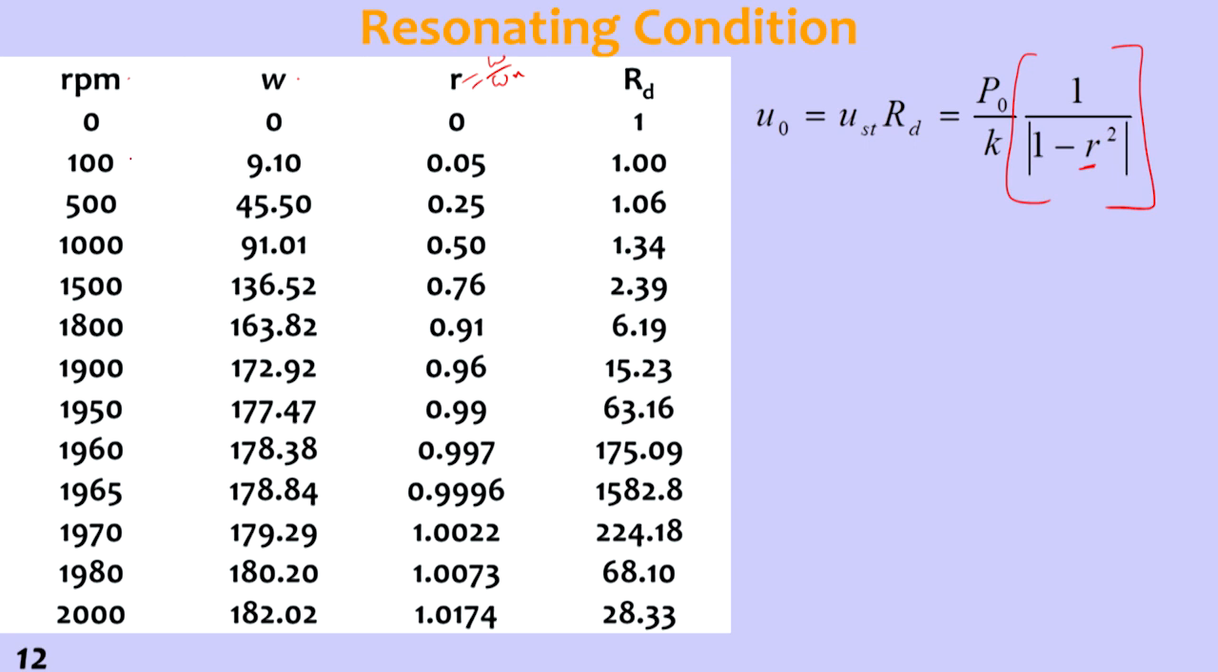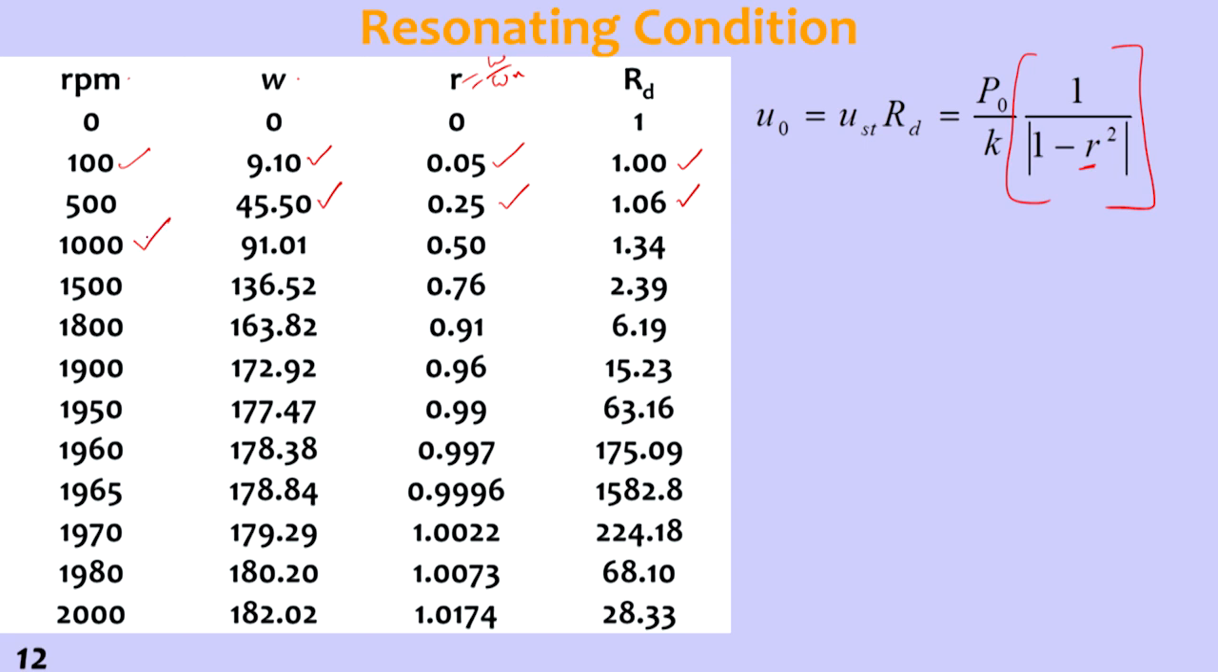Now when rpm is slowly brought to 100 rpm, the forcing frequency is 9.1, the frequency ratio R is 0.05, and Rd is very near to 1. When it is increased to 500, omega is 45.5, the frequency ratio has increased a little bit further, but Rd is still 1. That means there is not much difference between static deflection and dynamic deflection.